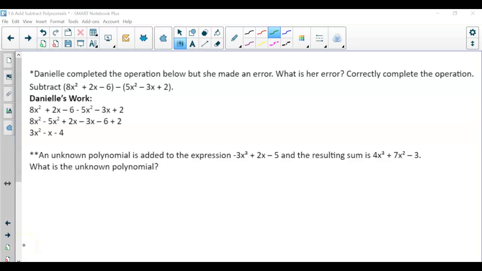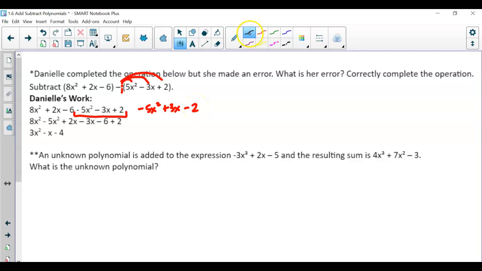And here we go. So what was the error that Danielle made? What I like doing sometimes is go ahead and do the work yourself side by side. So like, for example, here we are subtracting, which means she was supposed to distribute a -1 here. So when distributing -1, you end up with -5x squared plus 3x minus 2. So now you can already see that the first step was the error. What did she do? Well, she distributed the -1 to the -5x squared, but did not distribute the negative to any other term. She kept the same sign. So that was the error.